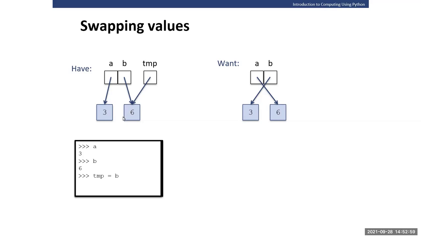And then after that, I can do my swapping. So what I have to do now is say that B is equal to A, and A will be equal to what, guys? Temp. Okay? So this is the most used approach to do this.